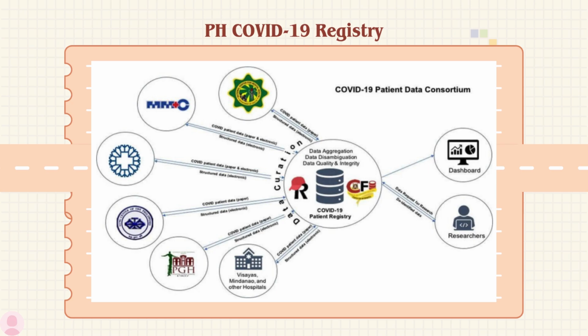As you can see here in the diagram, different hospital information systems upload COVID patient data to the registry where data curation happens. There is data aggregation, data disambiguation, and ensuring of data quality and integrity. After that, data is sent to the dashboard and to researchers. The researchers closely monitor COVID-19, and with the data that they have, they can give detailed updates on the number of new cases per day, number of fatalities, and so on.